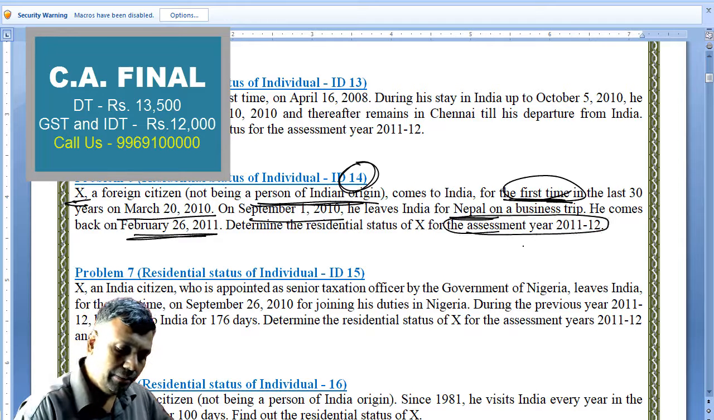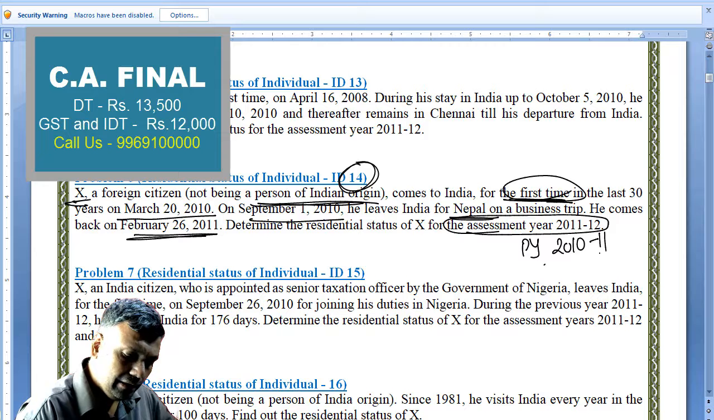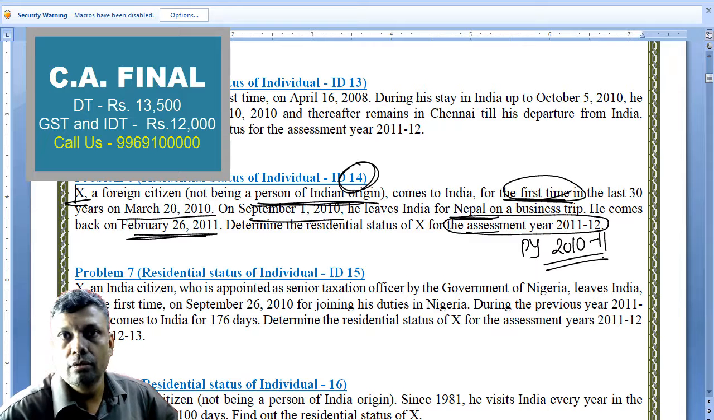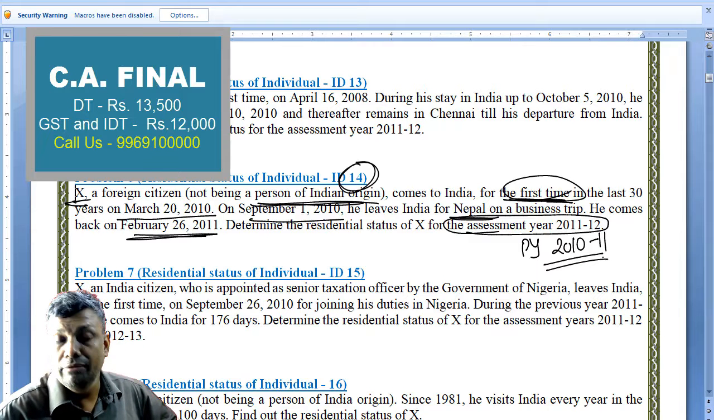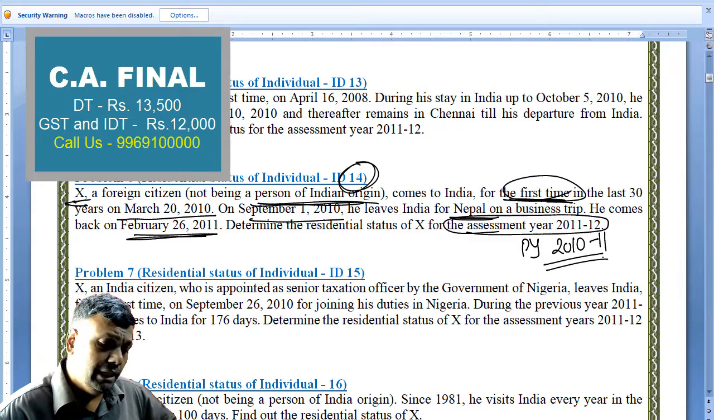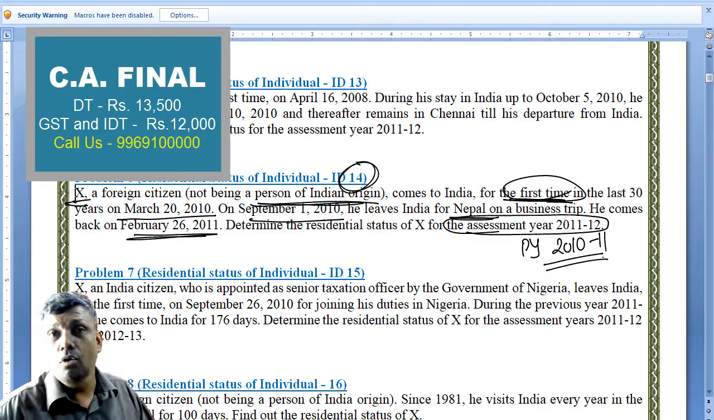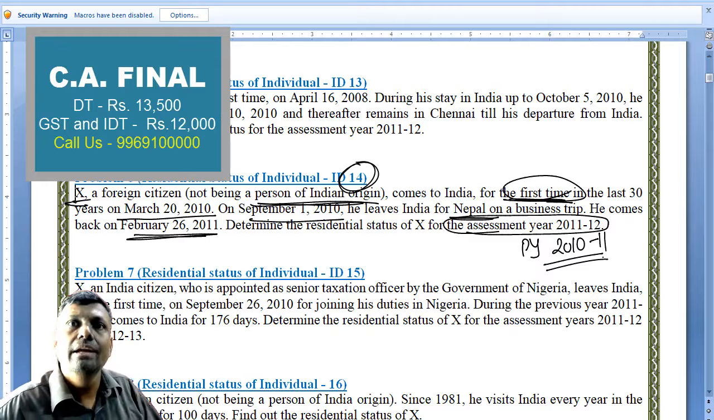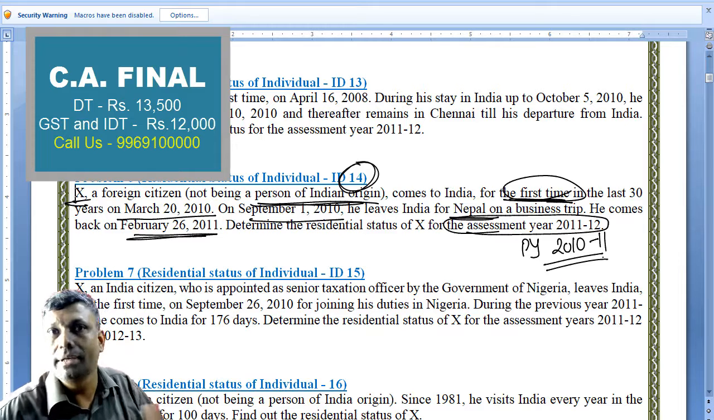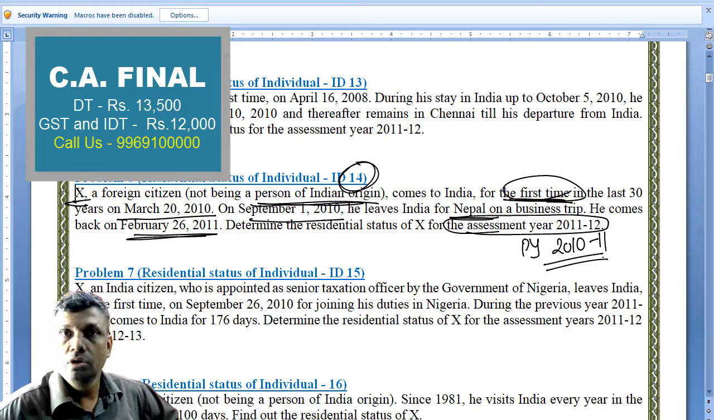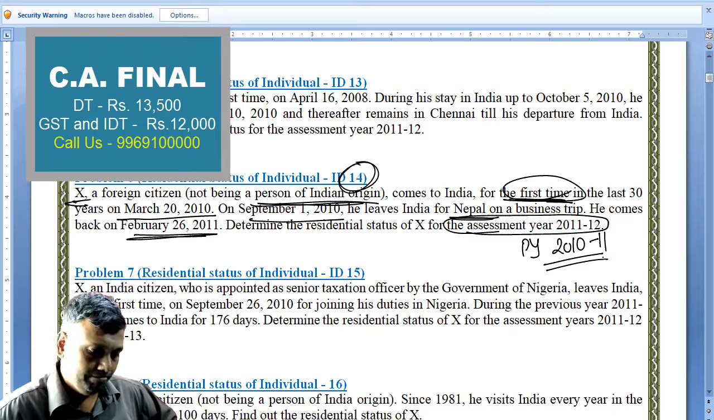So he goes away to Nepal on a business trip, and then is coming back also on 26 February. And for the assessment year, that means for the previous year ending 2010-11, you have to find out the residential status. And friends, I have already told you that questions will always print that you calculate this residential status for the assessment year. But always, friends, you have to think that it should be for the previous year. Because all the number of days of stay and everything is with respect to the previous year. So number of days of stay in the previous year, that kind of law is there. So you have to be careful on that particular front.